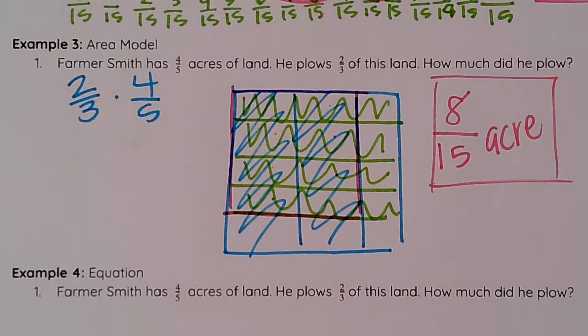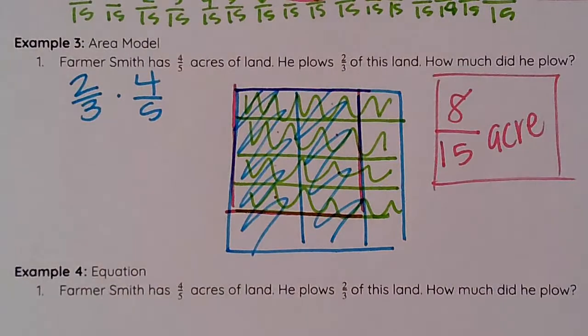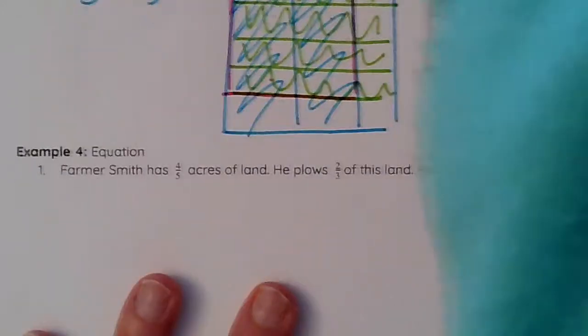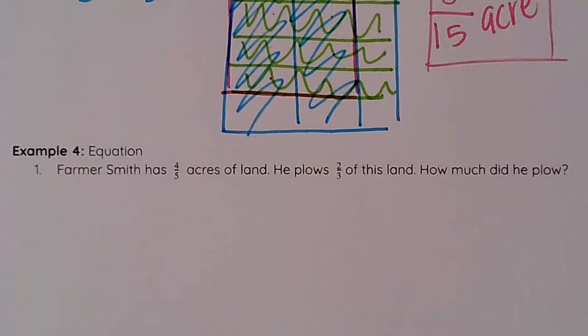Now, there is a way simpler, way more efficient way to solve multiplication with fractions. So I'm going to show you the equation now. But these models show you where that answer comes from. All right, so let's get down to it. Let's use our equation. We're going to stick with the same equation. We're using the same problem. Farmer Smith has 4/5 acre of land. He plows 2/3 of this land. How much did he plow?